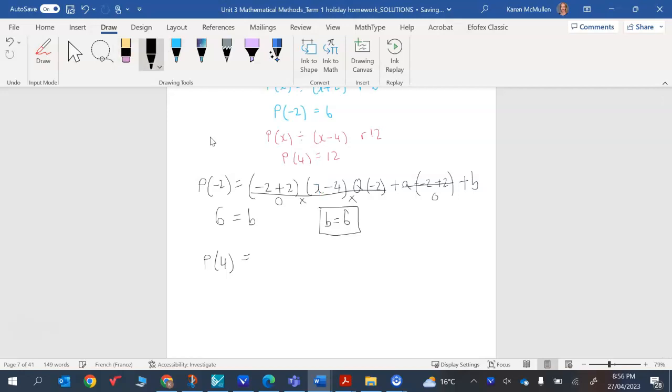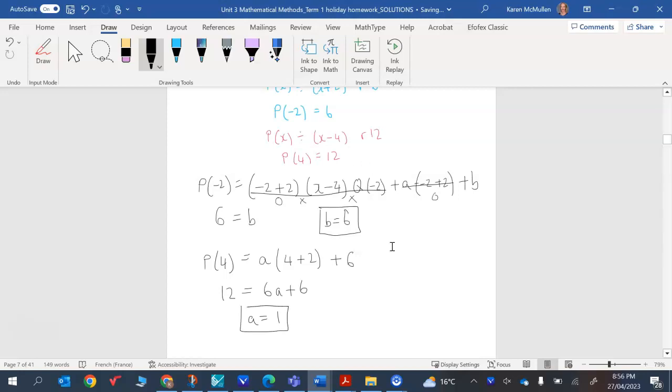Okay, so this first term has gone because 4 minus 4 is 0. And then we've got a times 4 plus 2. And then remember, b is equal to 6, so it's just plus 6. All right, so we've got 6a plus 6, and the remainder is 12. So I'm going to put 12 over here. So that means a is equal to 1. All right, so that's our second value.